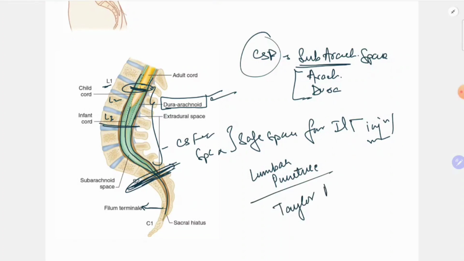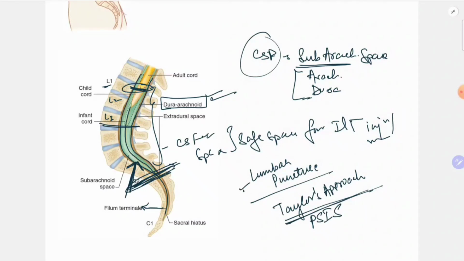That's the Taylor's approach. I'll talk about this in the video where I have covered the technique and a lot of other things, but majorly where I talked of the technique of spinal anesthesia. So this Taylor's approach requires us to pierce the dural sac somewhere here in the S2, and the landmark for it is the posterior superior iliac spine.